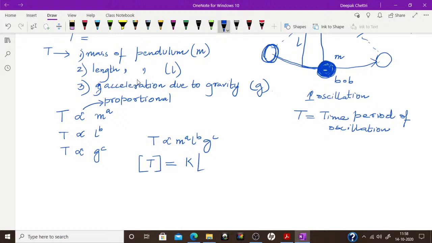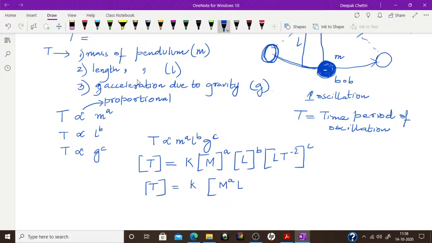Now m is mass. What is the dimension of mass? Capital M, M to the power a. What is the dimension of length? Capital L, L to the power b. Now g, what is g? G is acceleration due to gravity, so it will be the units of acceleration only. What is the unit of acceleration? L T to the power minus 2. I have explained this, so it will be to the power c. Now let us combine all these. So M to the power a, L to the power b, and L to the power c is also there, and T to the power minus 2c. So what will I get?